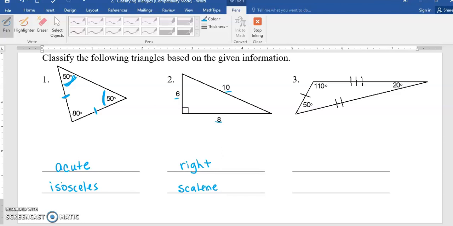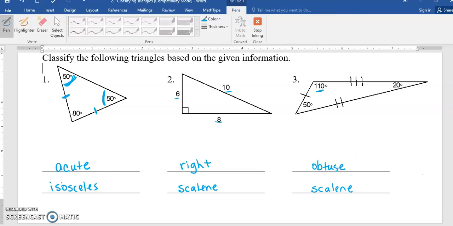Okay. Sometimes we don't actually know the lengths of the sides, but when the markings are the same, the sides are the same length. And since all the markings are different, they are all different. So this one is also scalene. And there's an obtuse angle, so it is an obtuse triangle.